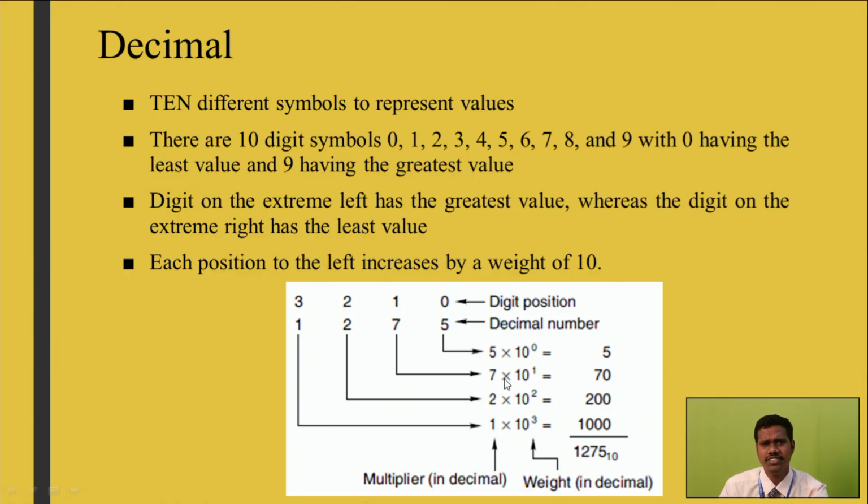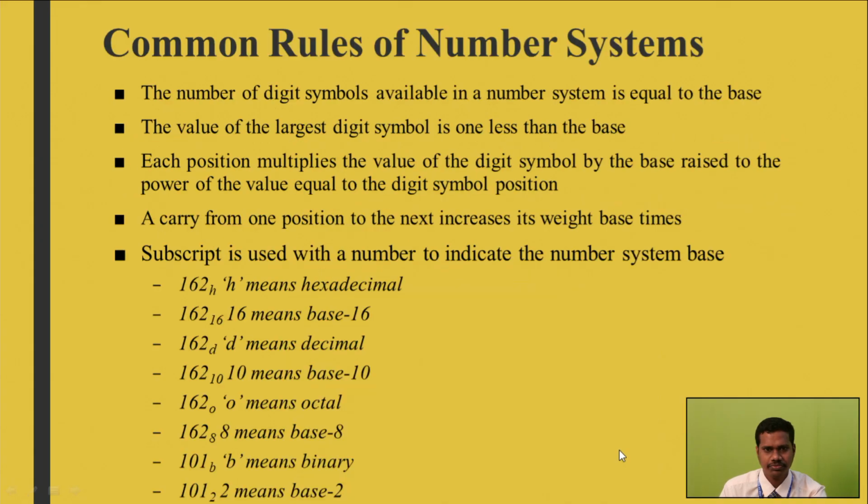2 into 10 power 2 gives 2 into 100, the result is 200, and 1 into 10 power 3 gives 1 into 1000, the result is 1000. So the addition of 5 plus 70 plus 200 plus 1000 will be 1275, which is a decimal number represented using the base value 10.